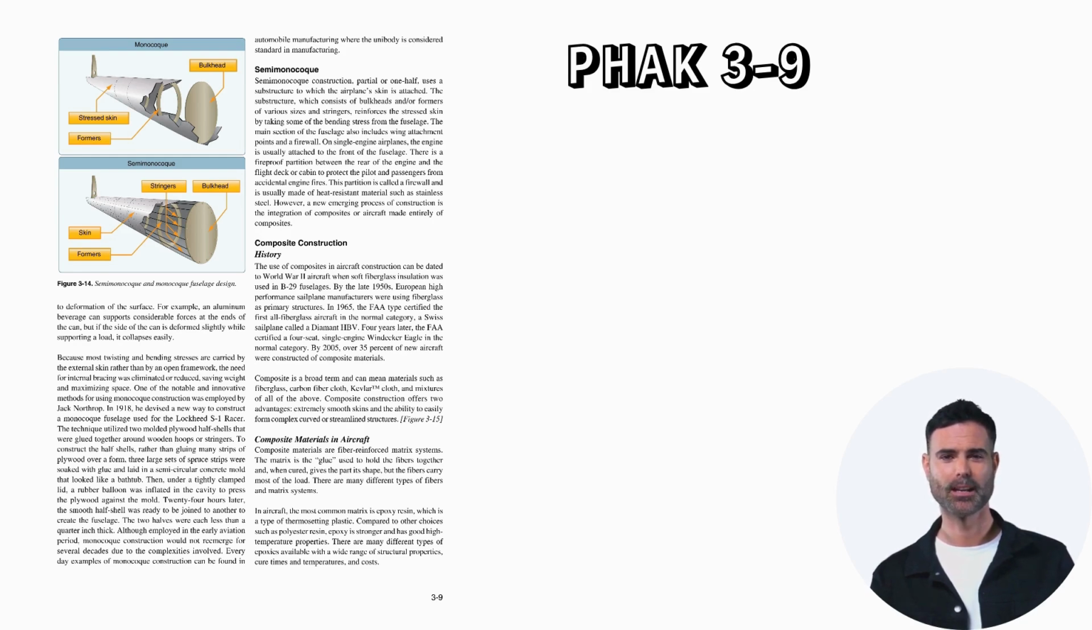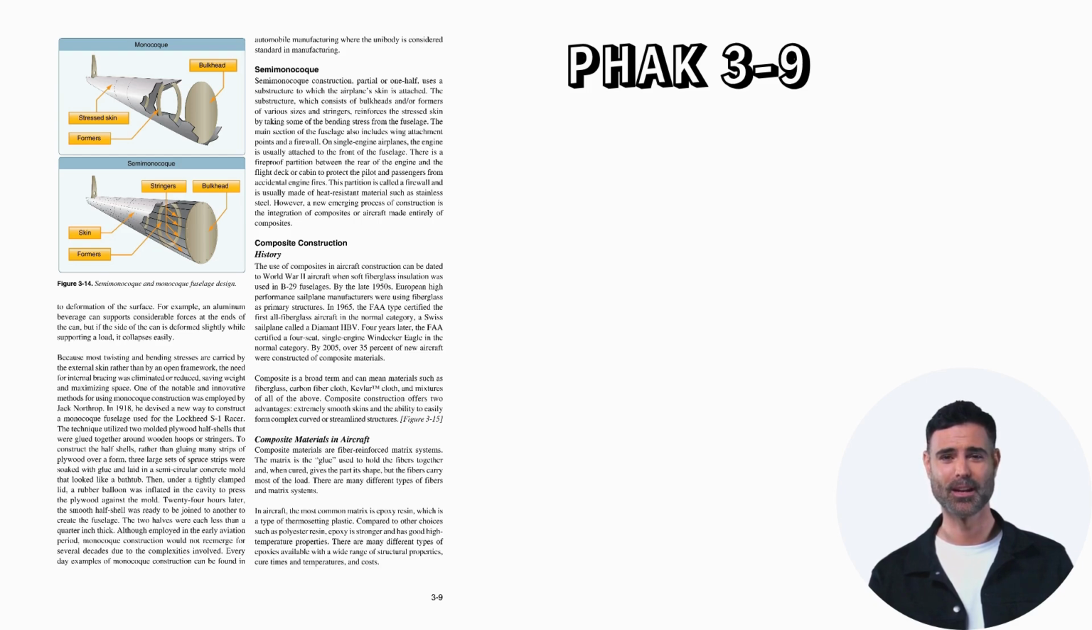One of the notable and innovative methods for using monocoque construction was employed by Jack Northrop. In 1918, he devised a new way to construct a monocoque fuselage used for the Lockheed S-1 Racer. The technique utilized two molded plywood half-shells that were glued together around wooden hoops or stringers. To construct the half-shells, rather than gluing many strips of plywood over a form, 3 large sets of spruce strips were soaked with glue and laid in a semicircular concrete mold that looked like a bathtub.